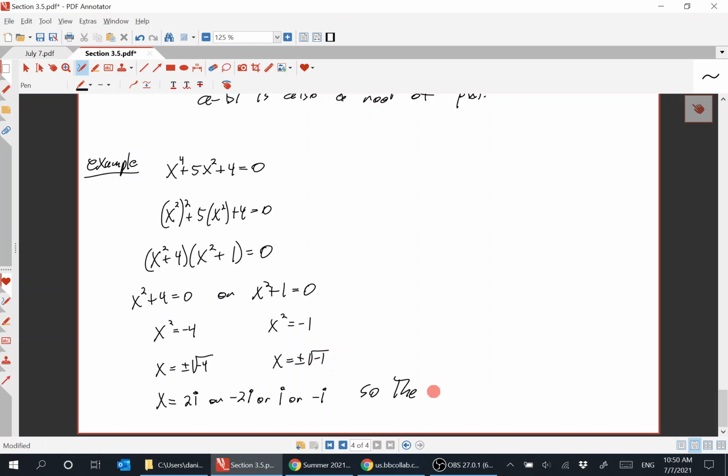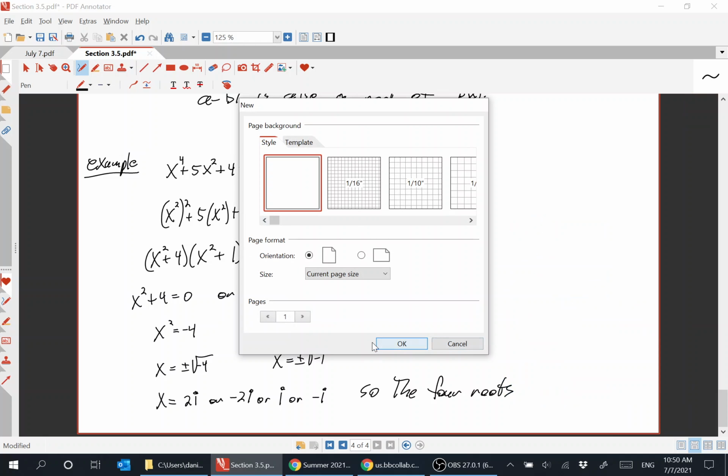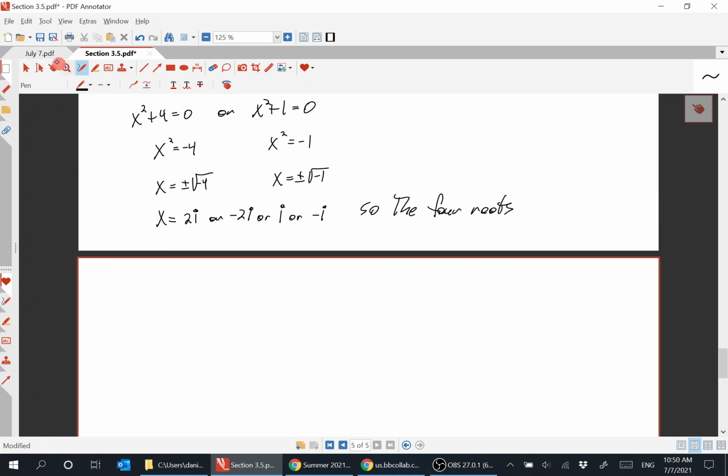The four roots of this polynomial of degree 4: it has no real roots, 0 real roots, but when you look at complex numbers, you've got 4 roots. 4 distinct roots of multiplicity 1. So the 4 roots of the polynomial of degree 4 come in two complex conjugate pairs.